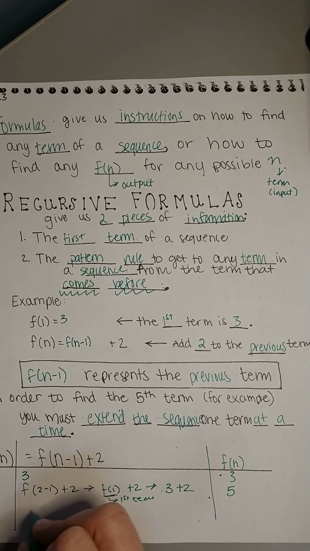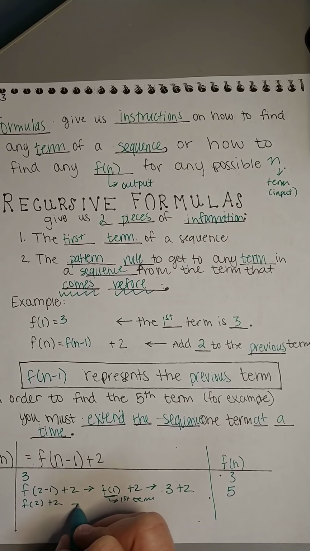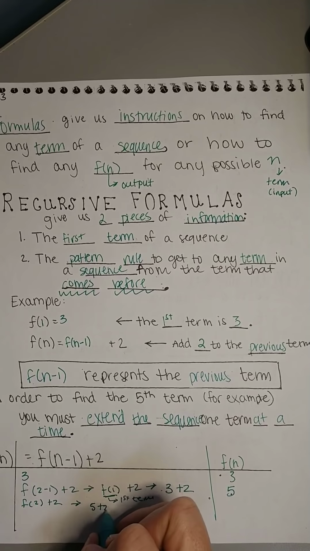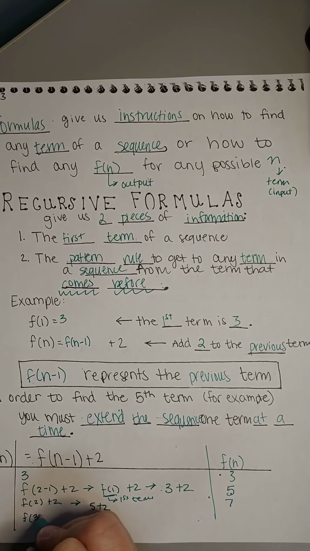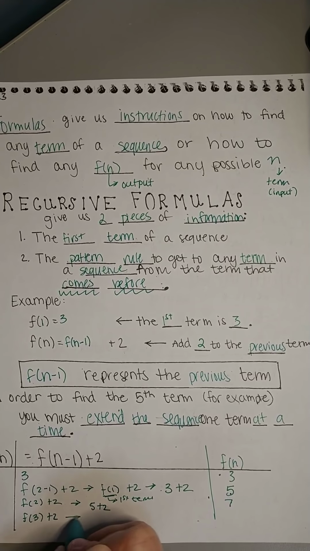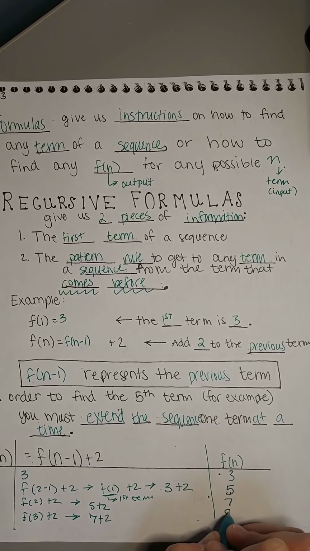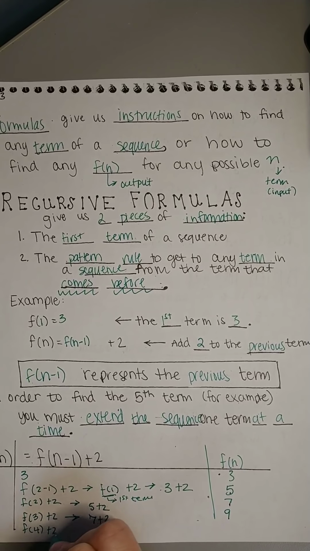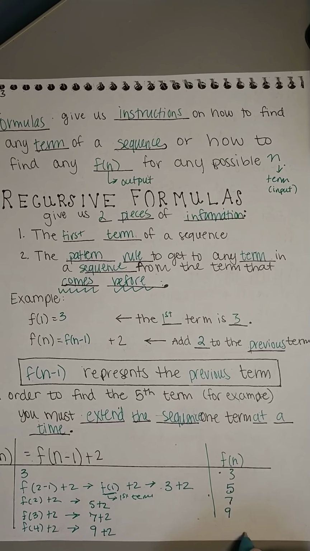If I want my third term, I take my second term and add 2 to it. So my second term was 5. 5 plus 2 is 7. If I want my fourth term, I take my third term and add 2 to it. My third term was 7. 7 plus 2 is 9. And if I want my 5th term, I take my fourth term and add 2 to it. My fourth term was 9. 9 plus 2 is 11.